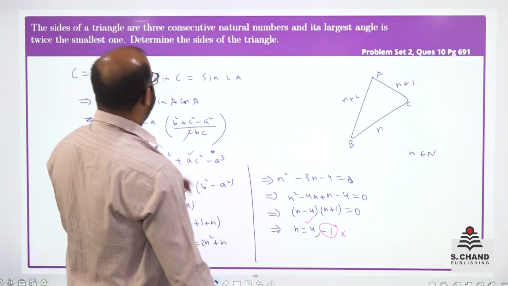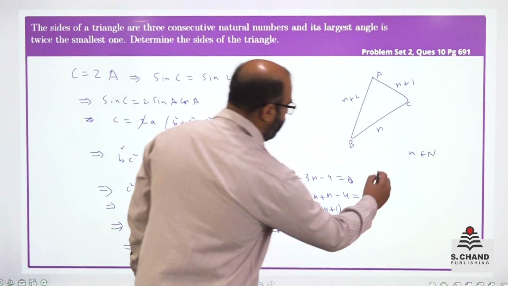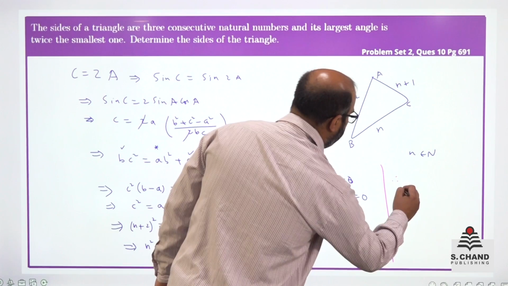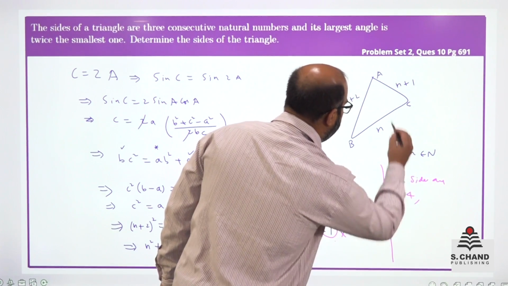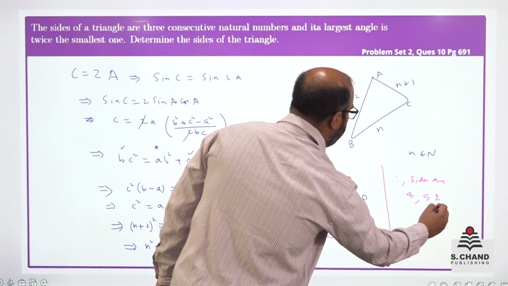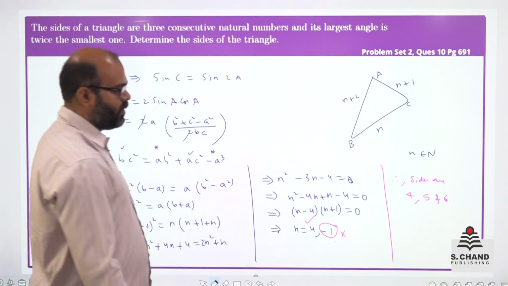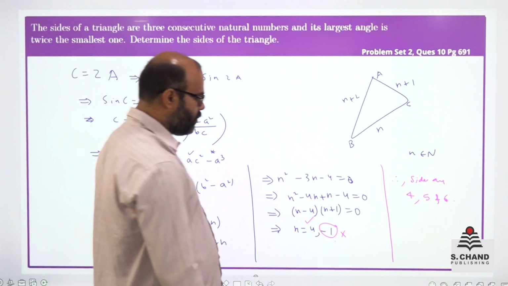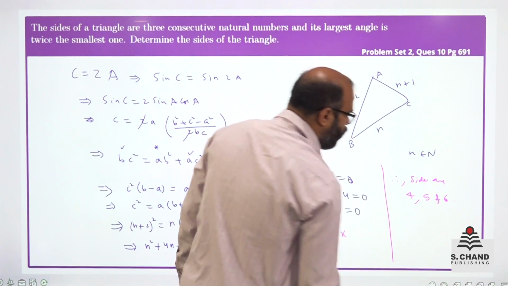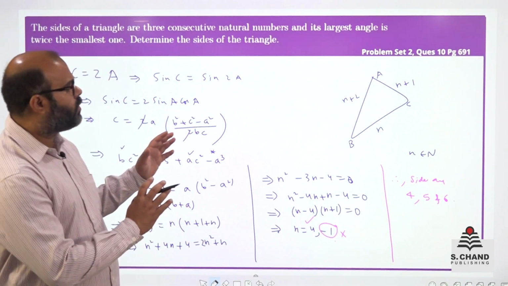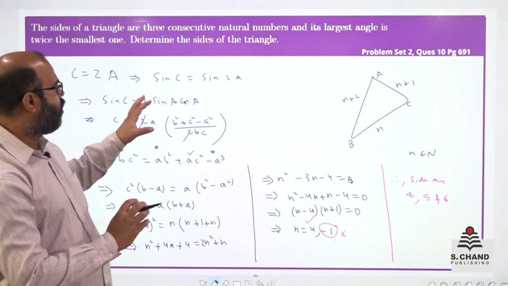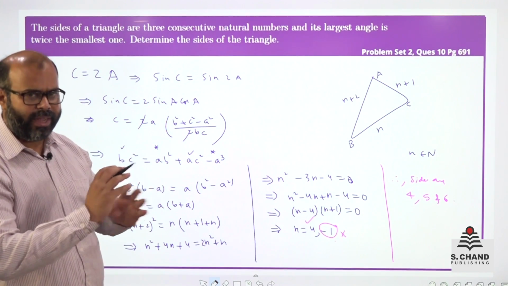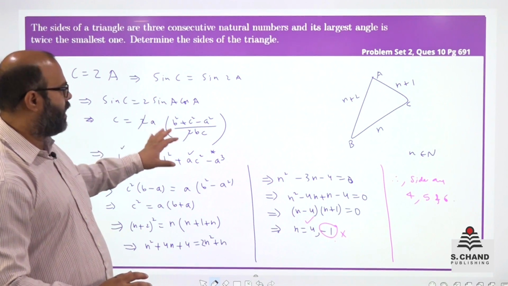So the sides, determine the sides of the triangle. So you will say therefore sides are 4, which is n, n plus 1 is 5, and n plus 2 is 6. So this question was more about calculation, and you have to not apply much of the formula and techniques, but you have to directly apply the sine rule and cosine rule.